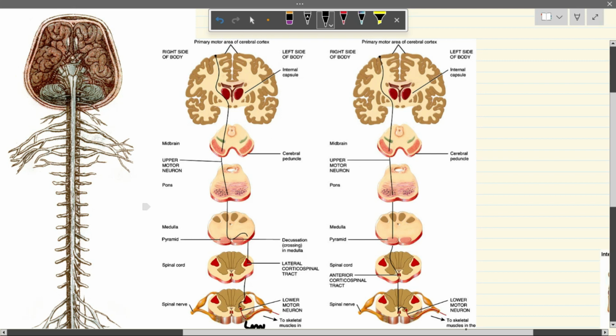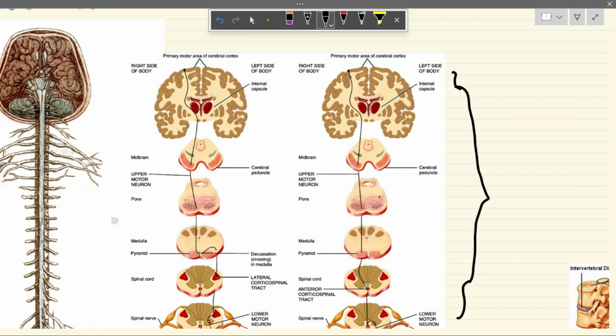Let's say the right side of the brain is damaged, then the left side of the body is going to be affected. Now, if the lesion occurs somewhere below the level of the medulla, or in the medullary pyramid, then we're going to get ipsilateral weakness. With an upper motor neuron lesion in the brain and spinal cord, wherever there's a lesion, we're going to get hypertonia, hyperreflexia, and then spastic paralysis.